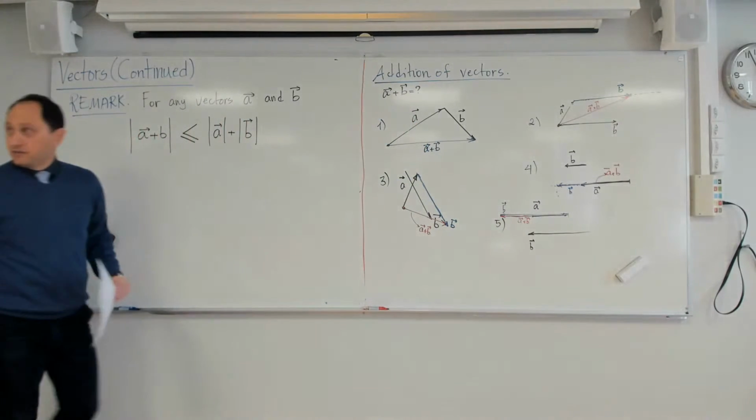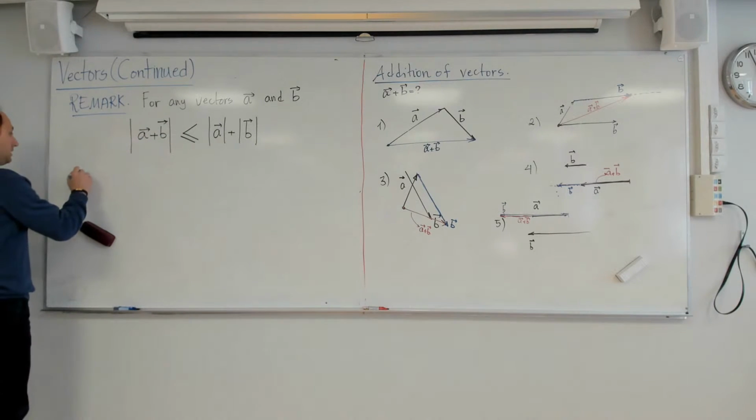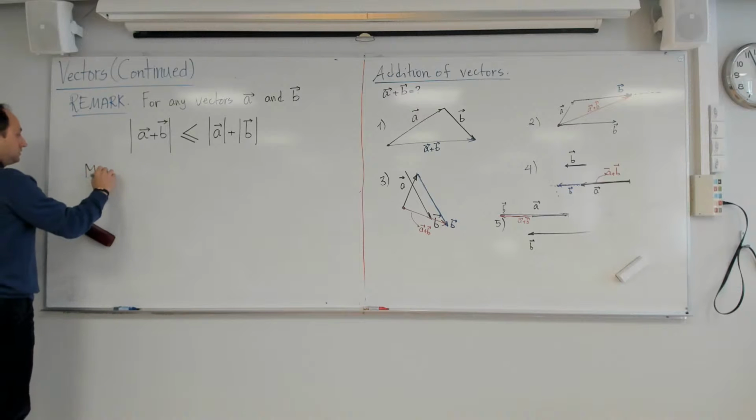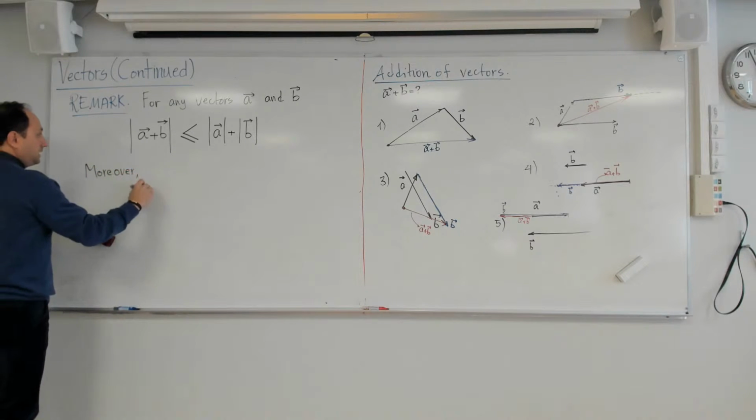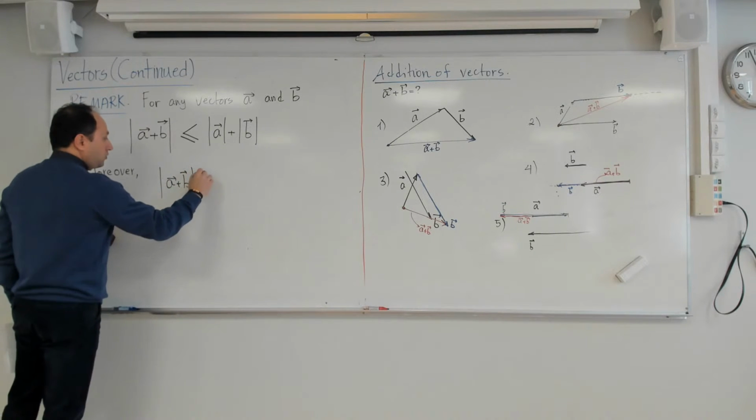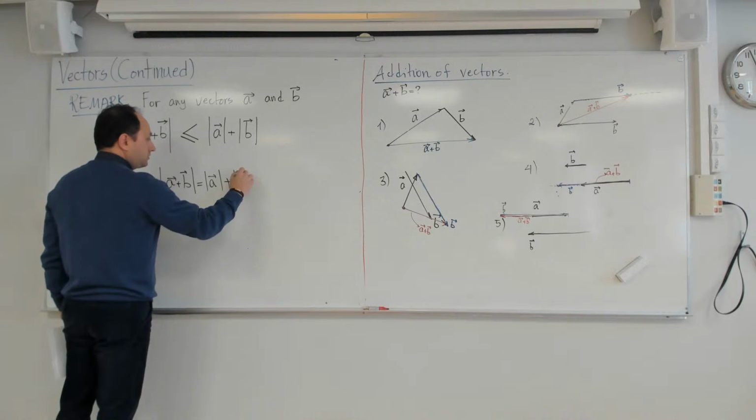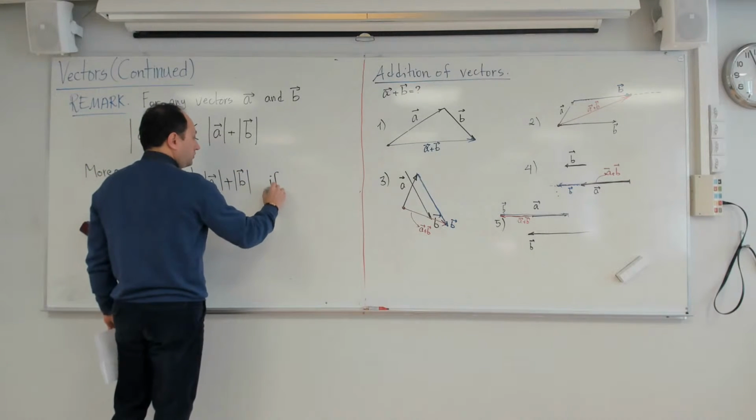So let me, yes? You forgot to make B a vector. Oh, thank you. Yeah, thank you. And then what I need to write, so then I would say, moreover, the size of A plus B is equal to the magnitude of A plus the magnitude of B, if and only if.